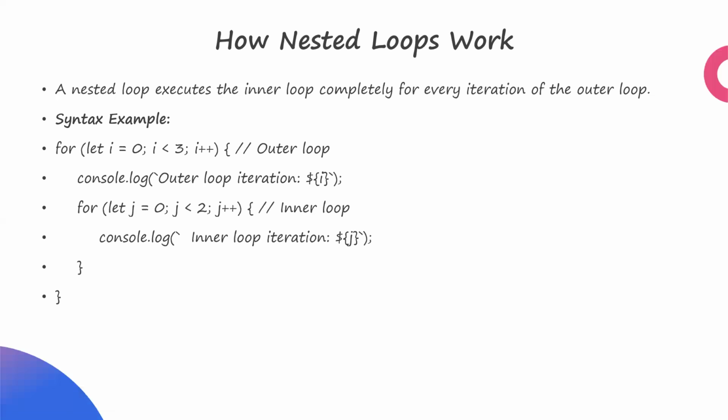Do you understand that? And the inner loop will run completely. It will run completely for every iteration. So here we have the outer loop is going to run 3 times. So for the first iteration of the outer loop, the inner loop will run 2 times.